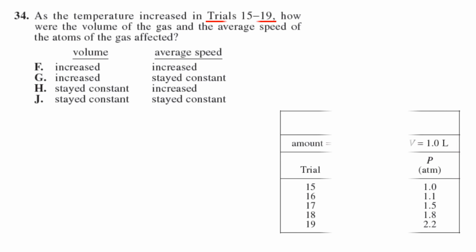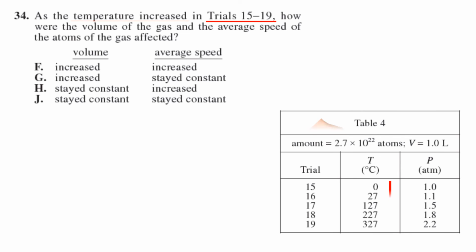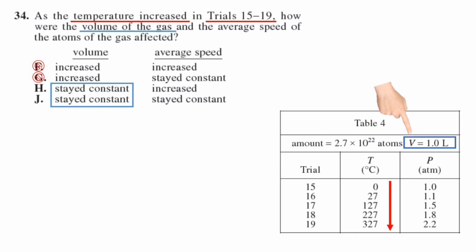Number 34, we're using trials 15 to 19. As the temperature increased, how was the volume of gas and the average speed of the atoms affected? So the volume of the gas is unchanged. It stays constant. So we know H and J can be correct. We can eliminate F and G. And average speed, well, as temperature increases, we have a little bit of knowledge here. The atoms move faster. It's like usually when individuals are warmer, they move more. So the speed increased as well. So your answer is H.